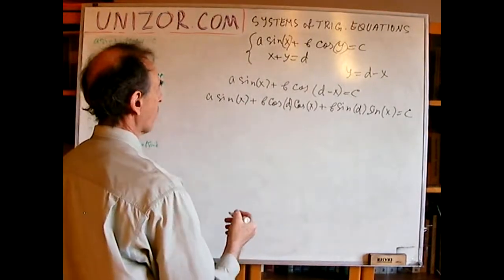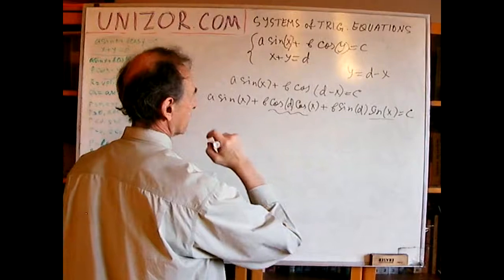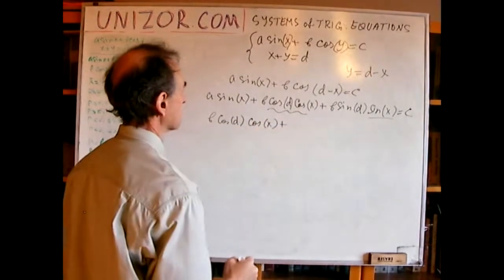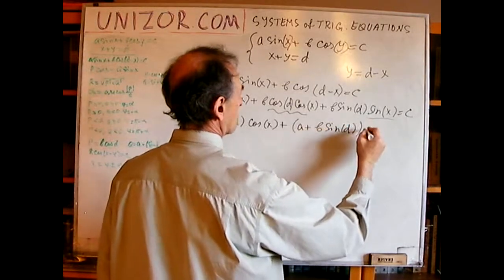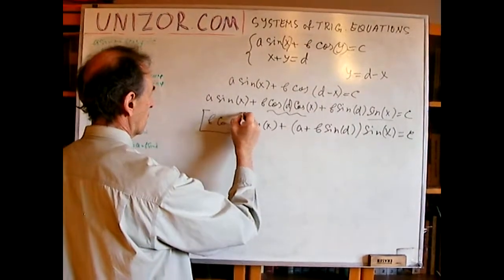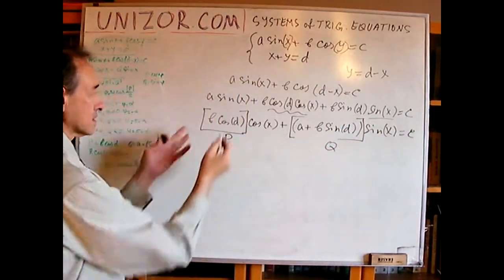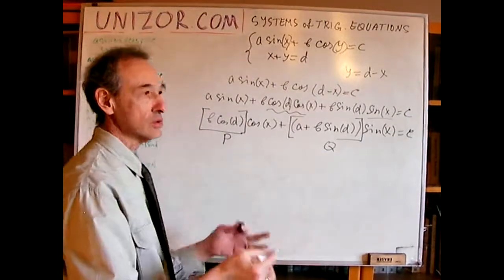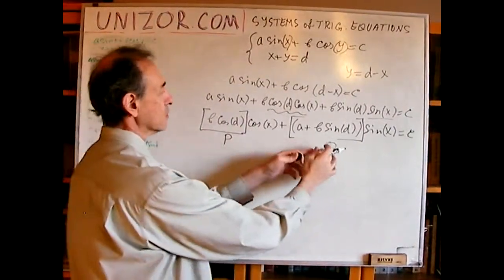But first we have to convert it into this form. So we bring together everything about sine x and about cosine x, right? So it's b cosine d cosine x plus a plus b sine d sine x equals c. So basically, I will call this p and this q. These are constants, right? Because d is a constant, and a is a constant, and b is a constant. So they are known constants. So instead of going into large formulas, I'll just use the letters p and q. p signifies b cosine d, and q signifies a plus b sine d.